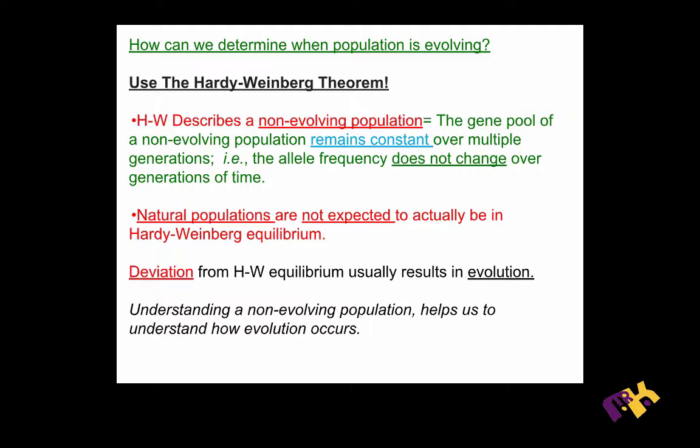Natural populations, we know, are not expected to actually be in Hardy-Weinberg equilibrium, right? We know that microevolution is occurring when those allele frequencies do in fact change. So the deviation from this Hardy-Weinberg equilibrium usually results in evolution in that population. So really, if we understand a non-evolving population, we can then identify the conditions in which a population is in fact going through that evolution.